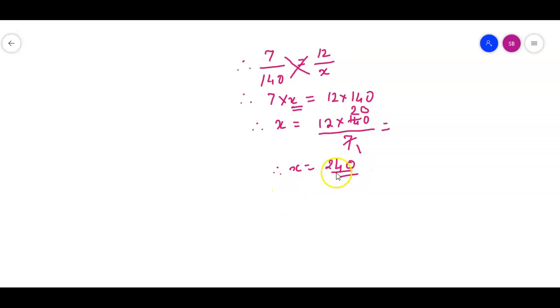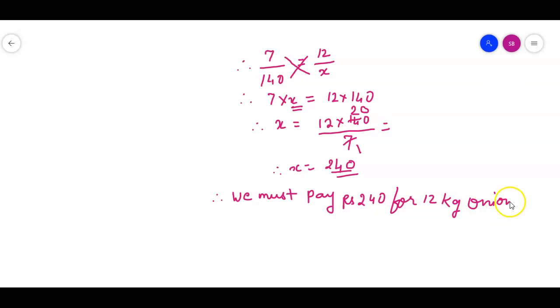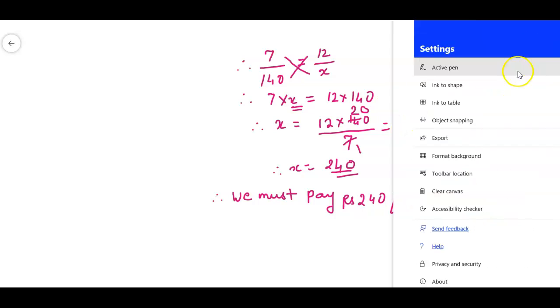Right, the value of X we have received is 240, but what is X? X is actually the cost of 12 kg onions. Therefore, you must write the answer also. Therefore, we must pay rupees 240 for 12 kg onions. So this answer you have to write anyhow. Okay, so now let us move to the next question.